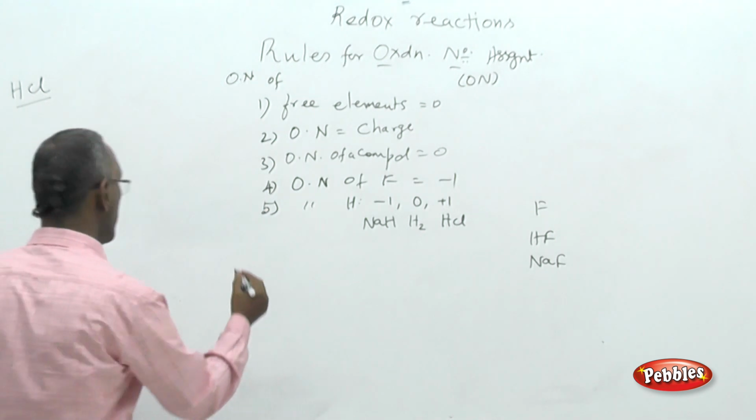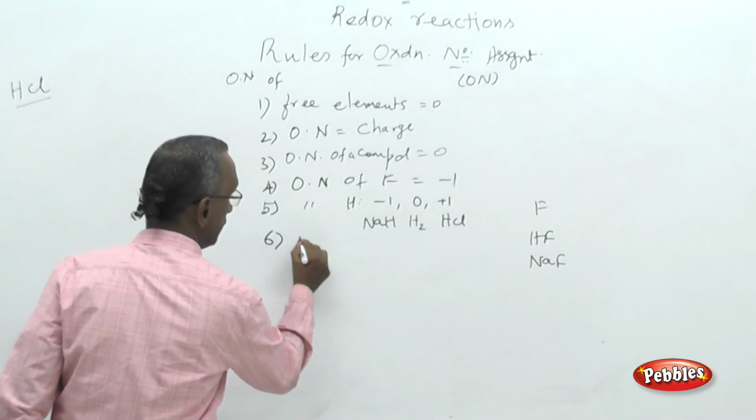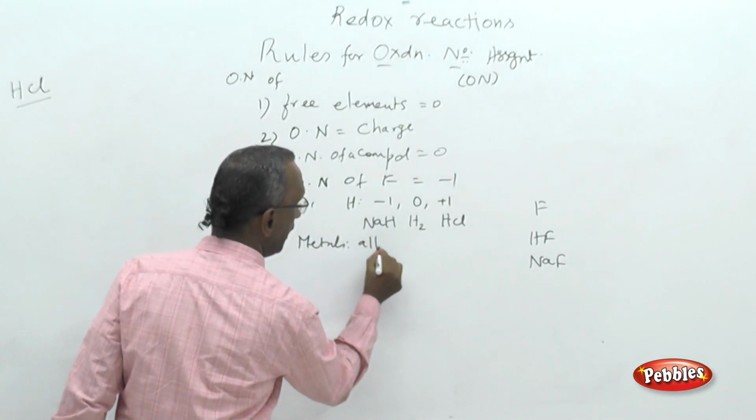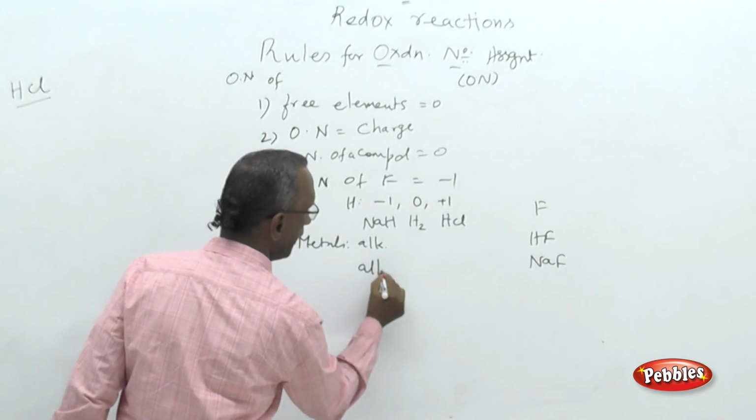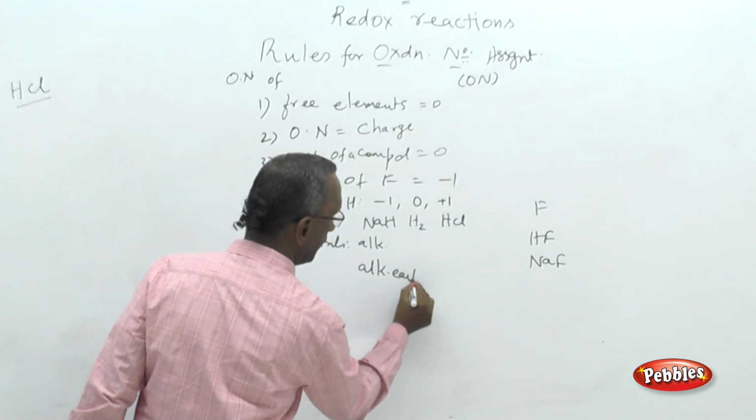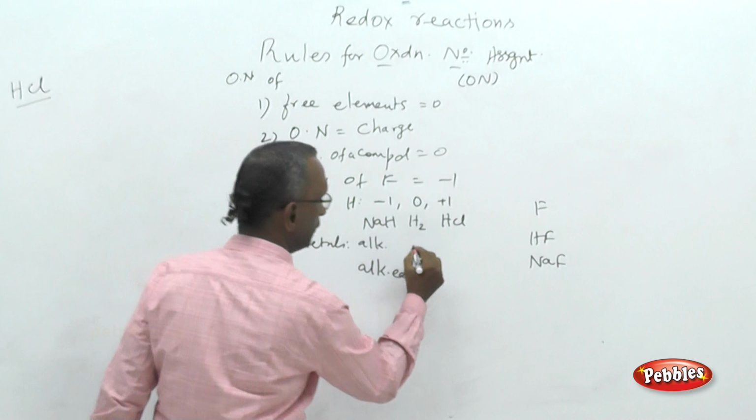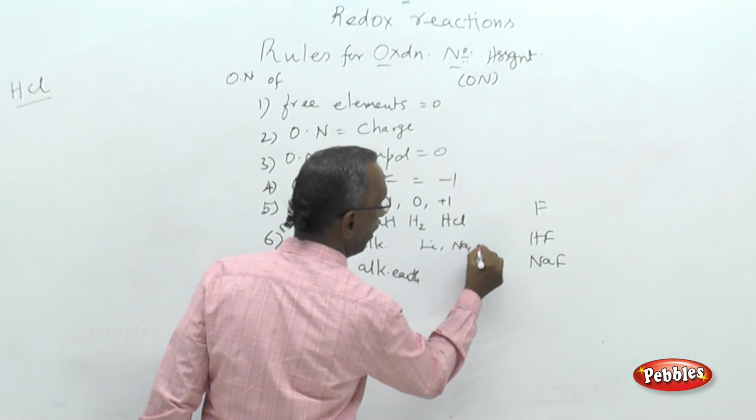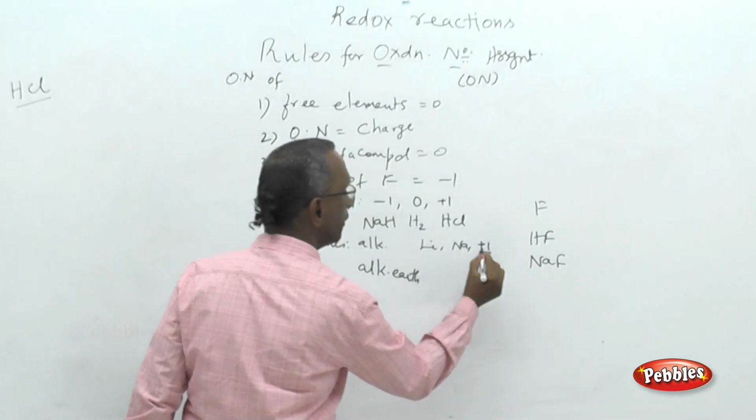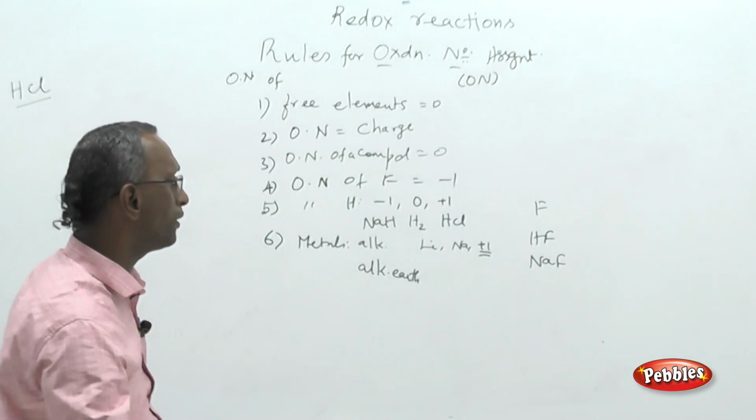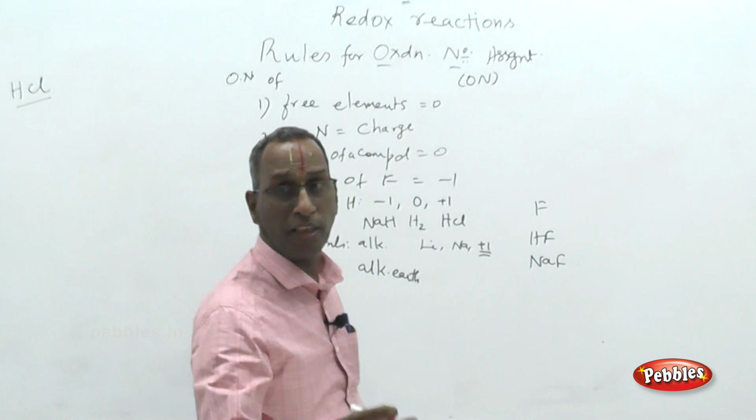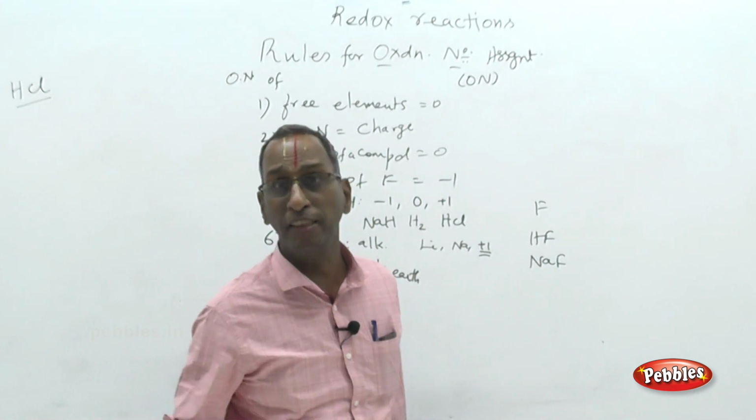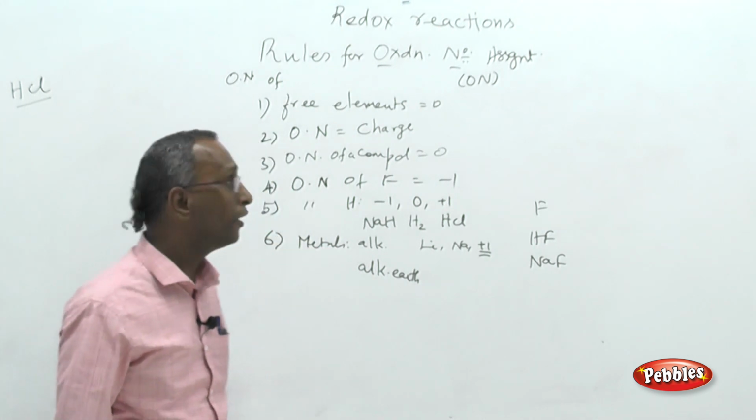Next, oxidation state of metals. Metals are divided into 2 types: alkali metals and alkaline earth metals. First group metals, excepting hydrogen, lithium onwards, lithium, sodium, potassium, all have the valency of +1. Oxidation state of +1 or valency of +1. In some cases, oxidation state and valency can match, but in every case it does not match. That is to be noted.